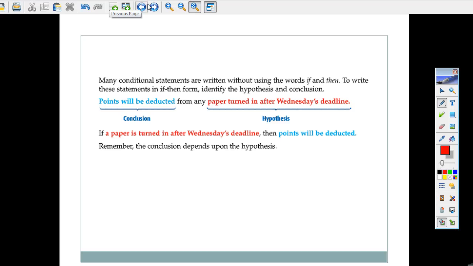Alright, welcome back. Many conditional statements are written without using the words if and then. To write these statements in if-then form, identify the hypothesis and conclusion. Points will be deducted from any paper turned in after Wednesday's deadline. So the if part is a paper turned in after Wednesday's deadline. The then part, the conclusion, is points will be deducted. So if you want to write it in if-then form: if a paper is turned in after Wednesday's deadline, then points will be deducted. Remember, the conclusion depends upon the hypothesis.